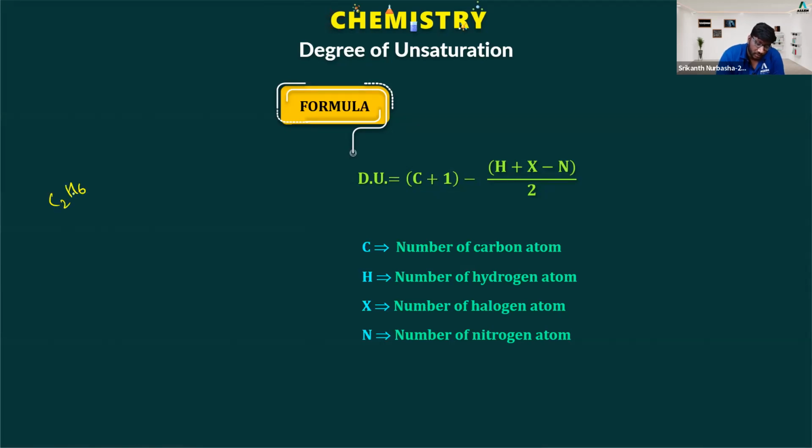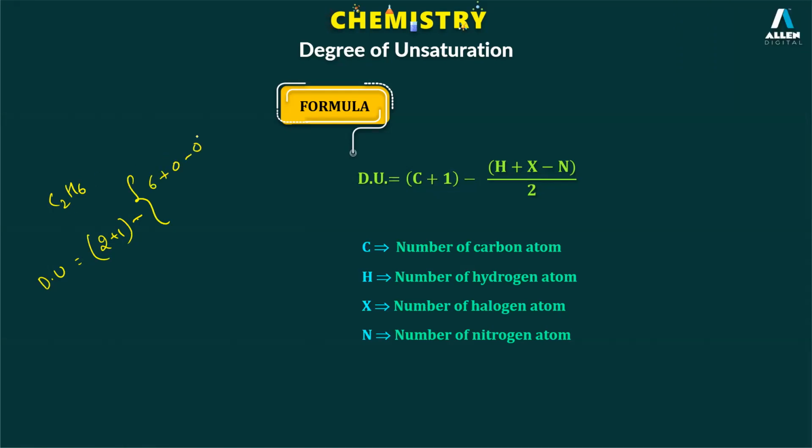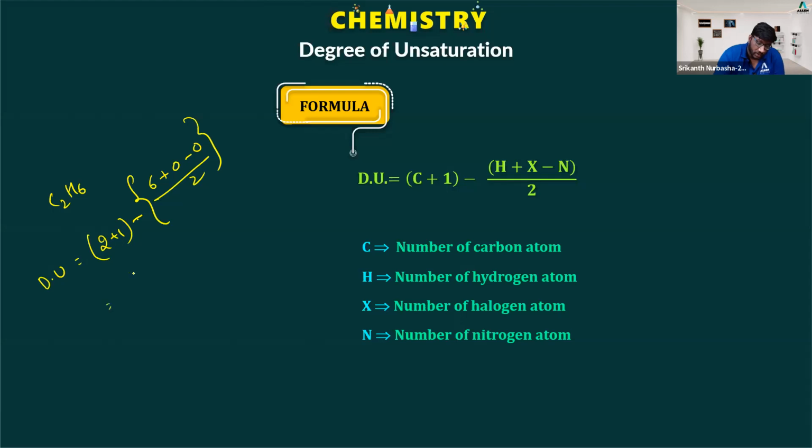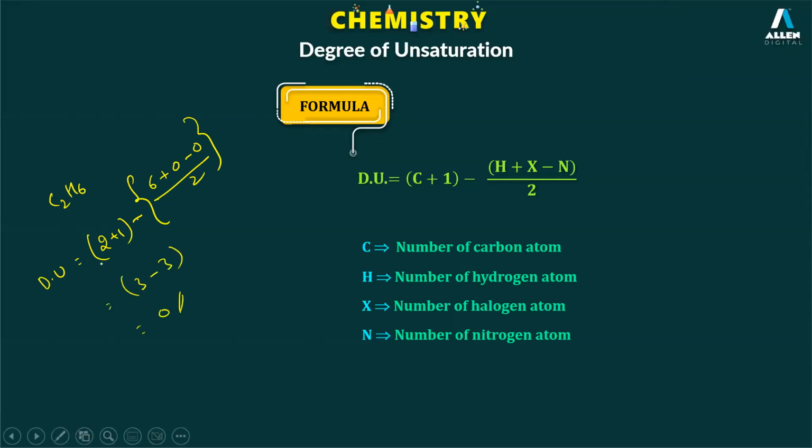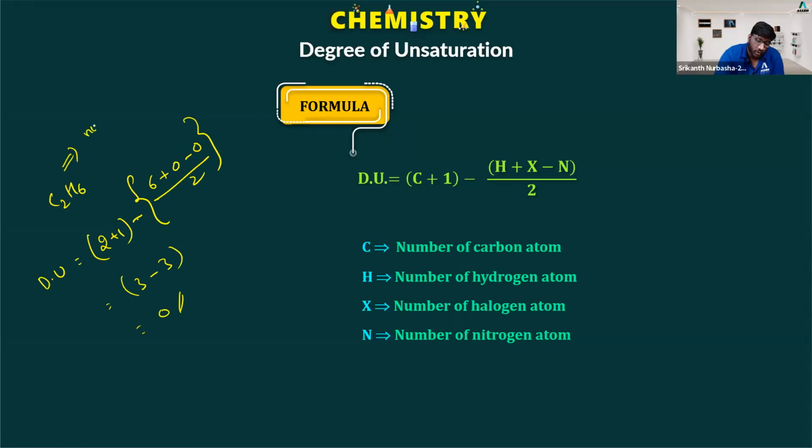So C2H6. What is the degree of unsaturation? Number of carbon atoms 2, so 2 plus 1 minus number of hydrogen atoms 6. Number of halogens 0, number of nitrogens 0, whole divided by 2. So 2 plus 1 is 3. 3 minus 6 by 2 is 3. 3 minus 3 is 0. So degree of unsaturation is 0 in C2H6. That means no pi bond or ring. There is no pi bond or ring in this particular C2H6 compound. That is why the degree of unsaturation was found to be 0.